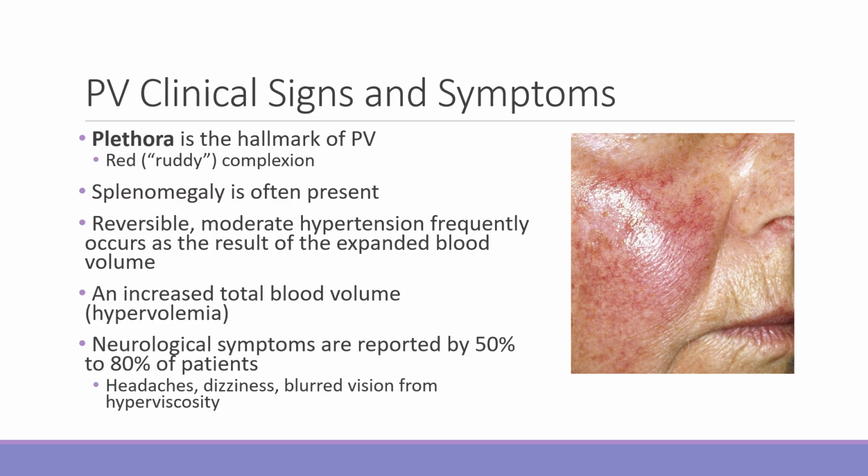You may even have neurological symptoms, which are reported by about 50 to 80% of the patients that have polycythemia vera: headaches, dizziness, blurred vision, and that's all going to come from that hyperviscosity. If you think about a normal fluid to cellular ratio, it's a little bit more fluid than total cells. But in the case where you don't have enough fluid and you have an overabundance or hyperproliferation of cellular material, it's going to cause your blood to get a little bit thicker. You don't have that fluidity that you would normally have.